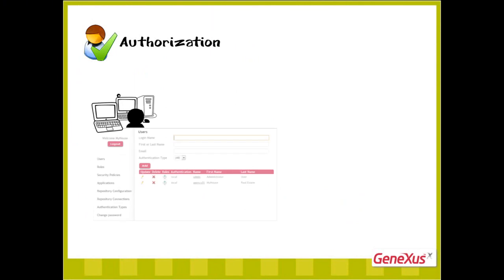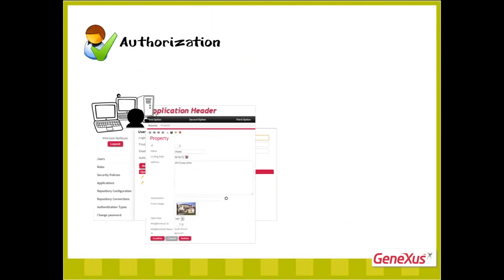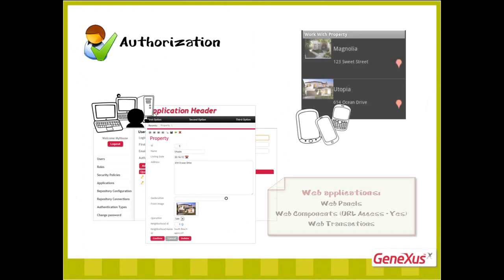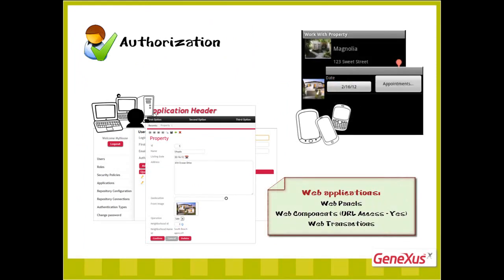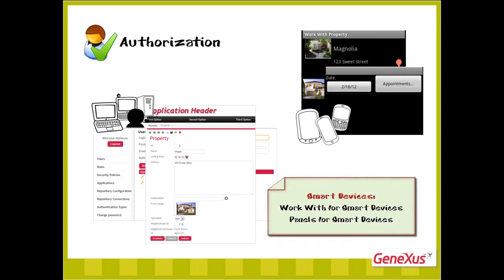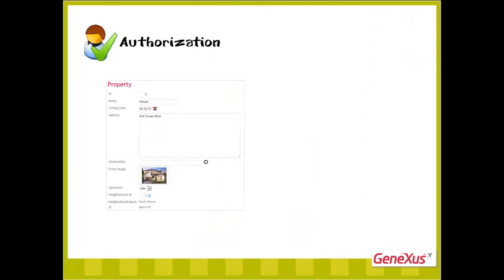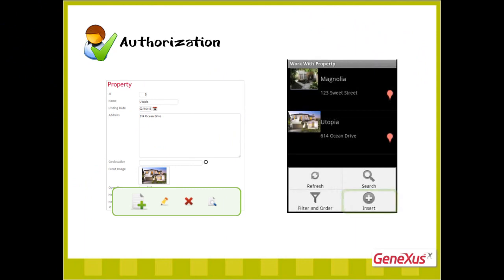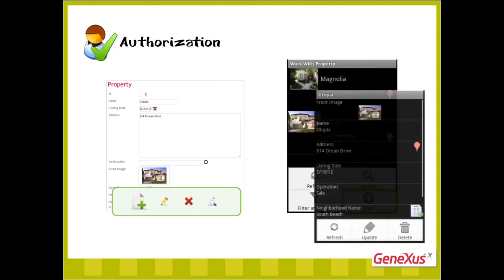In what concerns authorization, the object execution authorization is validated, that is to say, whether it is possible to execute it or not. This validation is done on web panels, web components with the property URL access equals yes, and web transactions. In the case of smart devices, on work withs for smart devices, and panels for smart devices. It is also possible to verify permits in the insert, update, delete, and display modes of web transactions, and also in the insert, update, and delete actions on the work withs for smart devices.